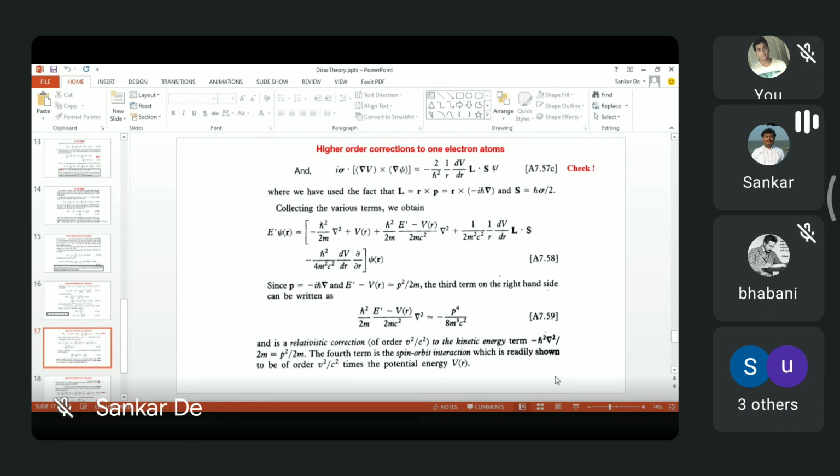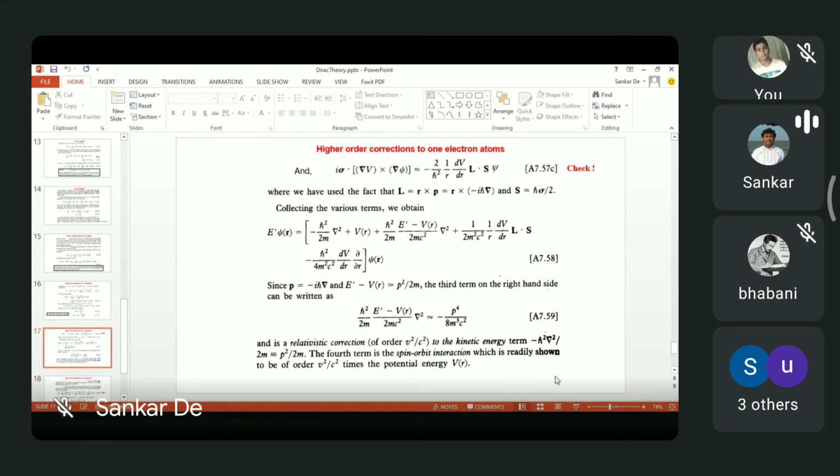And the second term is the potential energy term, and the fourth term is something very new, which is the spin orbit interaction, which is also of the order of v square by c square times the potential energy Vr. So the spin orbit term is multiplied by the potential energy Vr.